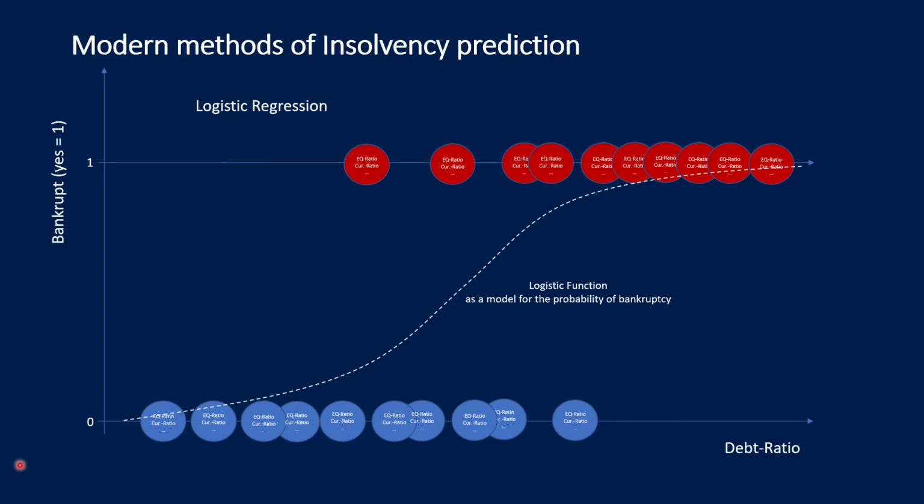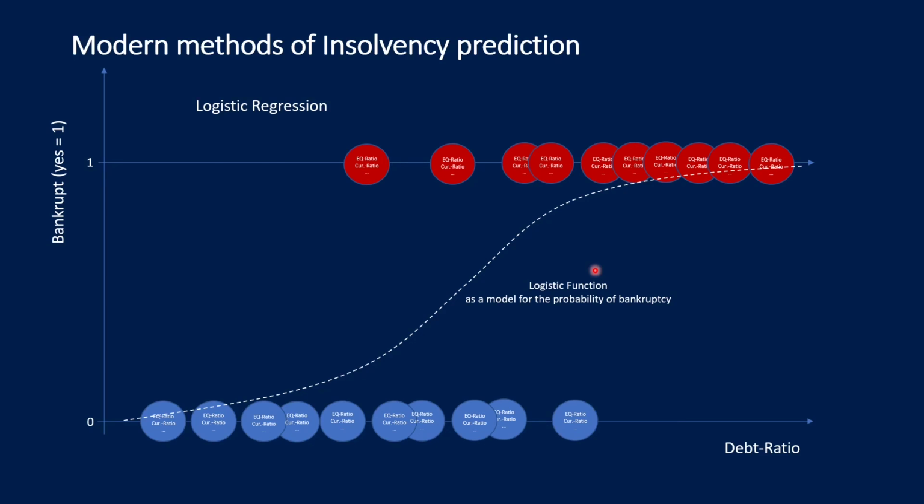An even more modern method of insolvency prediction is the so-called logistic regression. The logistic regression is very closely related to the normal regression, the OLS, ordinary least squares regression. But what do we see here? What's the basic idea here? The basic idea is to fit a logistic function, that is this function here, to the data that models the probability of bankruptcy.